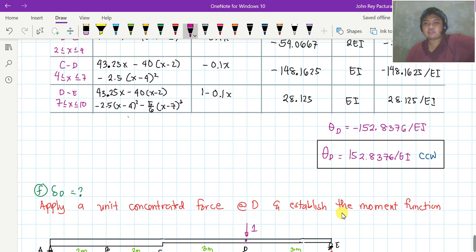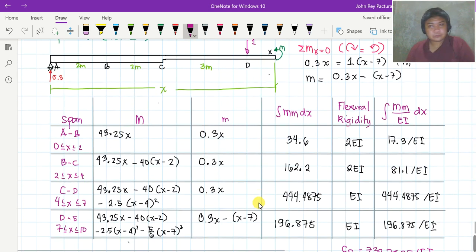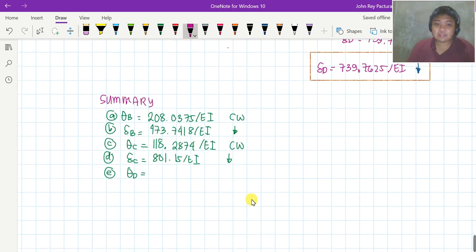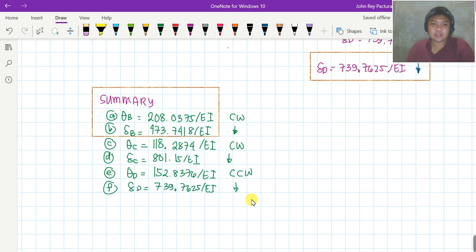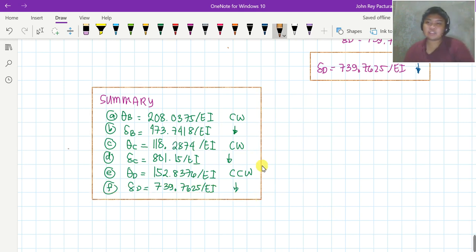That is 152.8376. Okay? 152.8376. And that is counterclockwise pala. Sulat mo na siya. 152.8376 over EI counterclockwise. And letter F, yung deflection natin sa D, kasasolve pa lang natin, 739.7625 all over EI na pababa. So ito na, class, yung ating final answer for our problem. So I hope may natutunan kayo dito sa ating discussion. So i-end ko na ito.